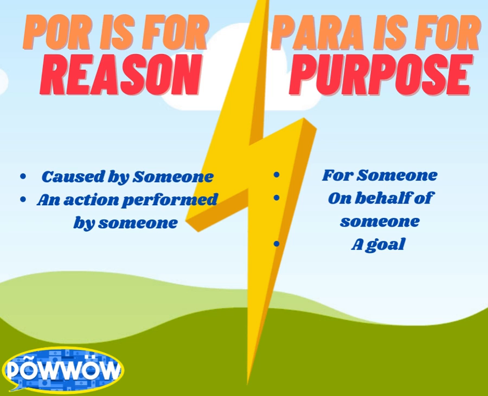Then you have para for purpose. So when you're using para for the purpose of something, this could be for someone, like you buy a gift for someone, or you do something nice for someone, or on behalf of someone. So for example, I'm working for my friend. Estoy trabajando para mi amigo, which would mean I'm working on behalf of my friend. Then you have a goal.